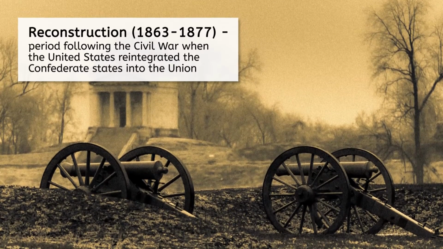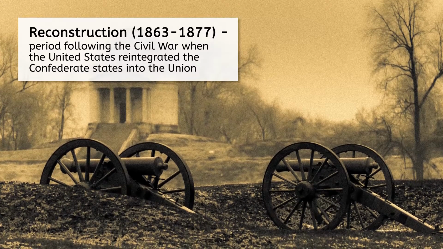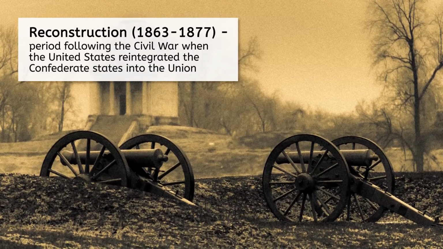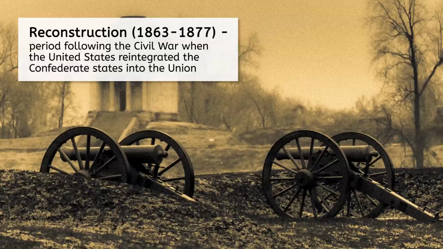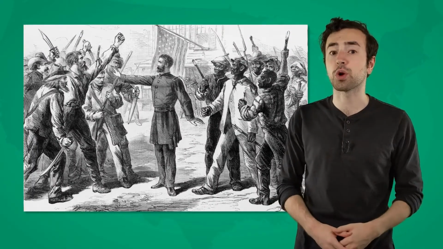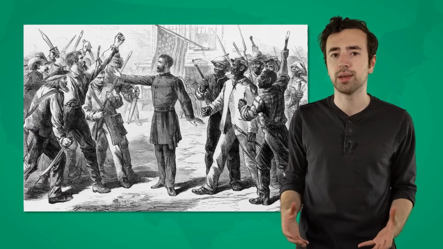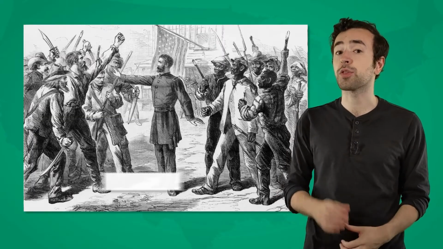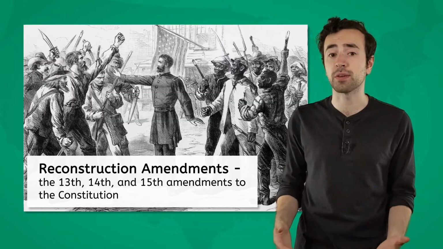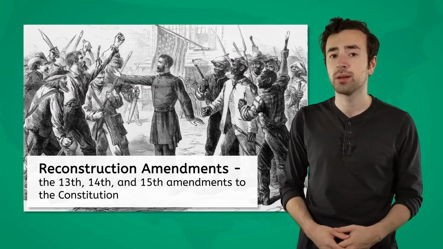How is this possible? The simple answer is Reconstruction, the period following the Civil War when the United States reintegrated the Confederate States into the Union. For Reconstruction supporters, reunifying the nation required tackling inequality. To achieve this, Congress passed the Reconstruction Amendments, or the 13th, 14th, and 15th Amendments to the Constitution.